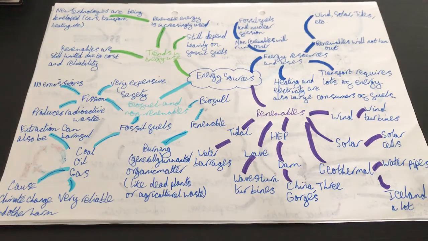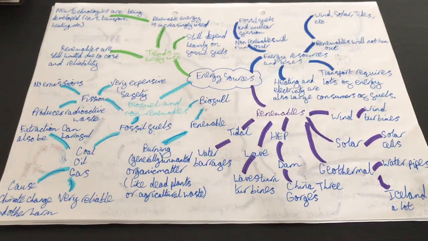Your kind of examples of your fossil fuels are coal, oil, and gas. So just think, when you're burning fossil fuels, it makes the cogs turn: coal, oil, gas, cog. Quite pleased with that one myself, to be honest. But the main advantage for these is that they're very reliable, and they will always work.